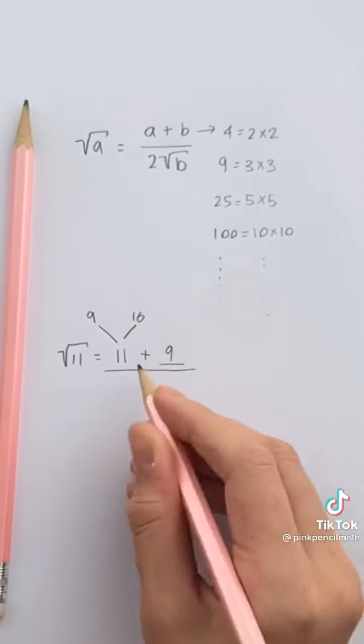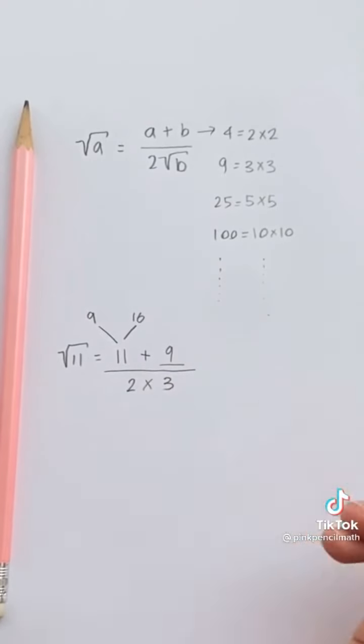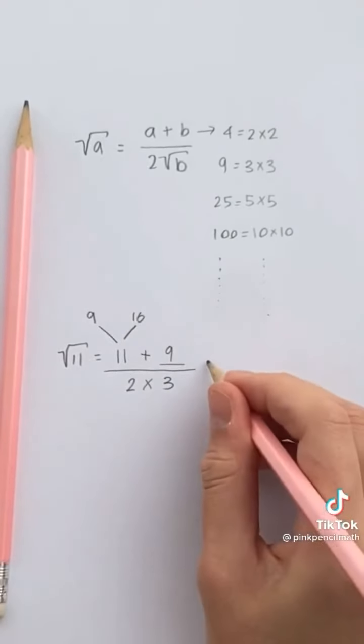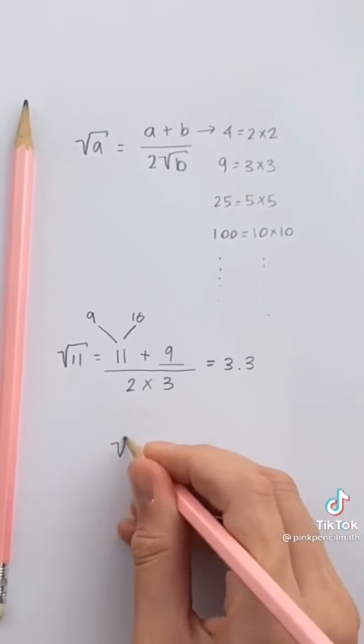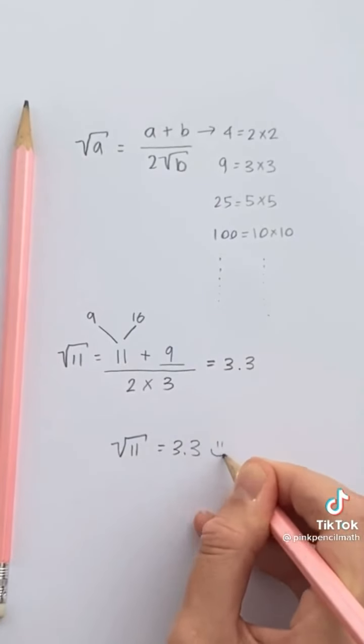And now let's divide all of this by 2 times the square root of 9, which is just 3. So 11 plus 9 divided by 2 times 3 is equal to 3.3. And that is the square root of 11 without actually finding the square root of 11.